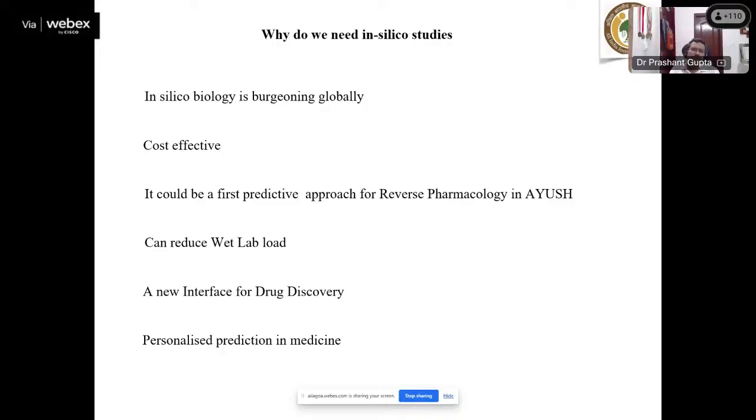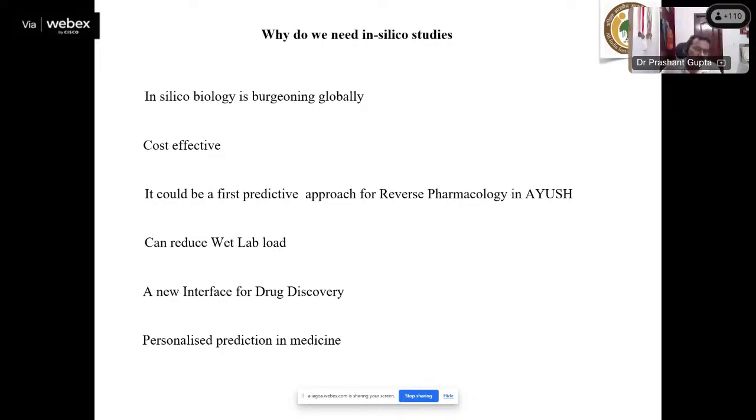It could be the first predictive approach for reverse pharmacology in Ayush. Every time every Tom and Jerry asks us, do you have evidence for this drug? Do you have this and that? So computer is the easiest way to create evidence now. It can reduce wet lab load. Yes, a new interface for drug discovery.